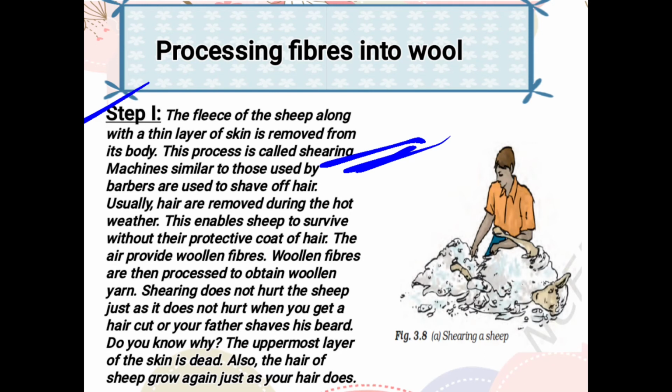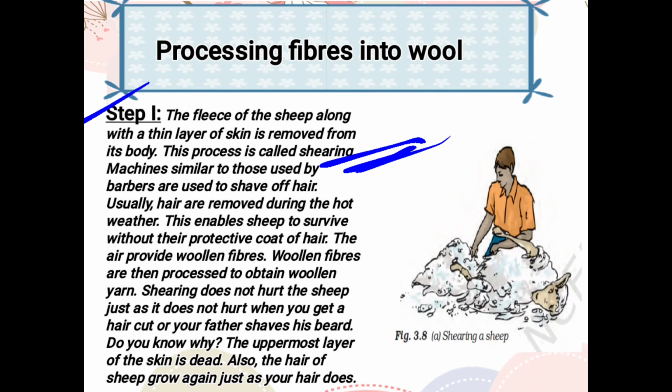So the hair is removed from the sheep's body in hot weather, that is, in the summer season. Along with the hair, a very thin layer of the sheep's skin is also removed, and whenever the rearers remove the skin or the hair from the sheep's body, the sheep do not feel any kind of pain.